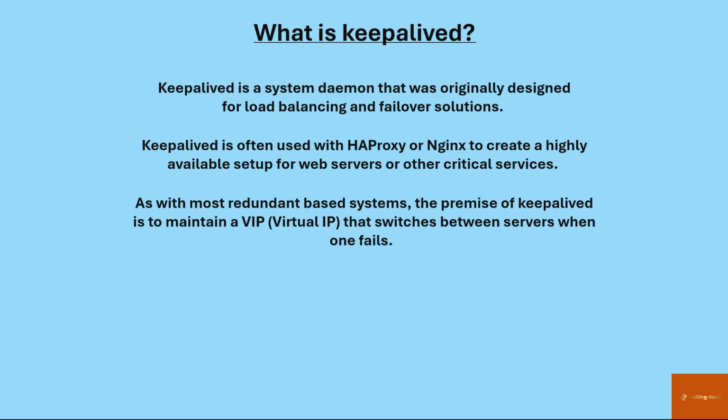As with most redundant-based systems, the premise of keepalived is to maintain a virtual IP that switches between servers when one fails. Now, a virtual IP is an IP that doesn't really exist, but we configure that, and you'll see that in action in a minute anyway. The above makes failover seamless for users accessing the service.